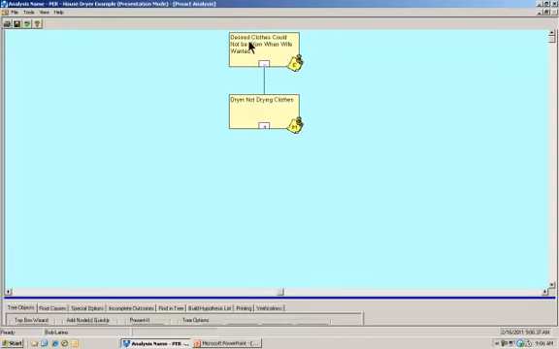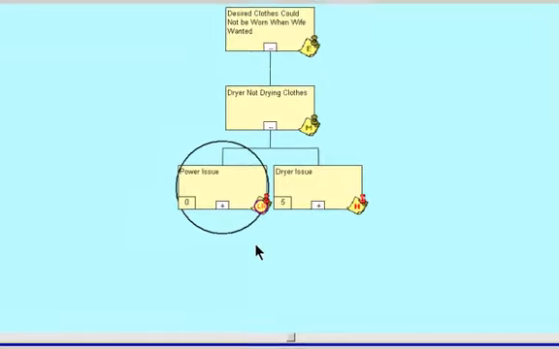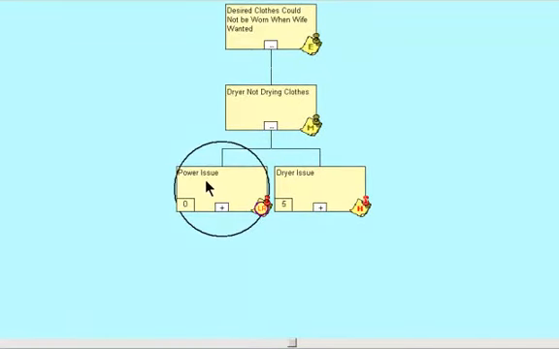The event here is that the clothes that my wife would like to wear, she can't wear when she wants to wear them, and that can be a problem in a household. To me, the mode in this case that's causing that is the dryer is not drying the clothes. So I have to ask, how can that happen? Well, it's either a power issue or it's a dryer issue.